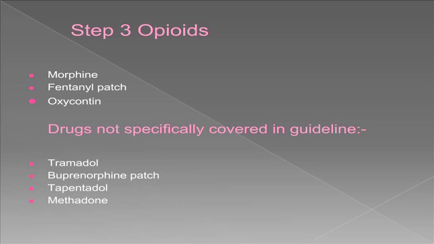So what am I going to talk about, or what is included in this guideline? Step 3 opioids from the WHO ladder, and the drugs that are specifically mentioned are morphine, fentanyl and OxyContin. And what is not specifically mentioned, but we do give some guidance on, are tramadol, the buprenorphine patches, tapentadol and methadone.